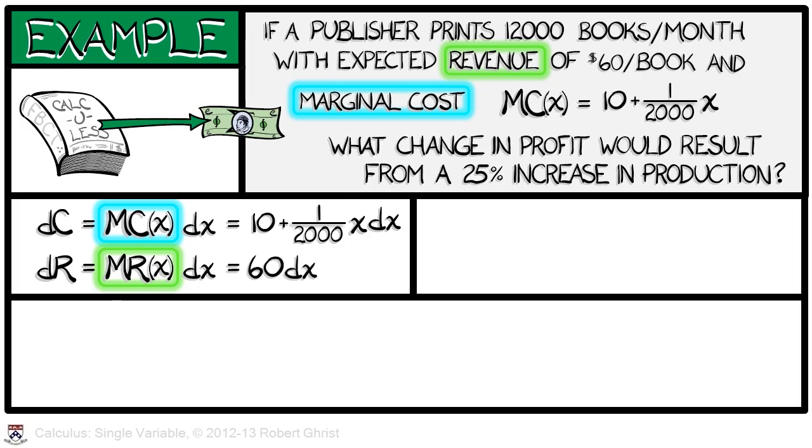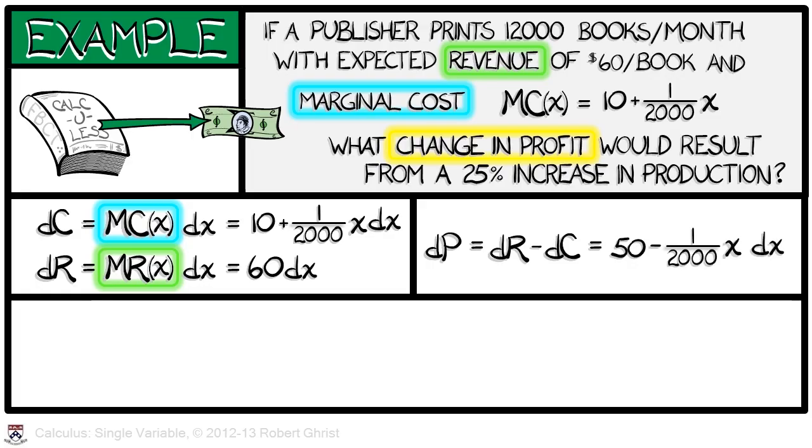So the revenue element is 60 dx. Now the problem is asking for profit, in particular, change in profit. And so we would look at the profit element, dP. P is for profit. This is the revenue minus the cost, or at the marginal level, the marginal revenue minus the marginal cost. This is (50 minus x over 2,000) dx. That is our profit element.